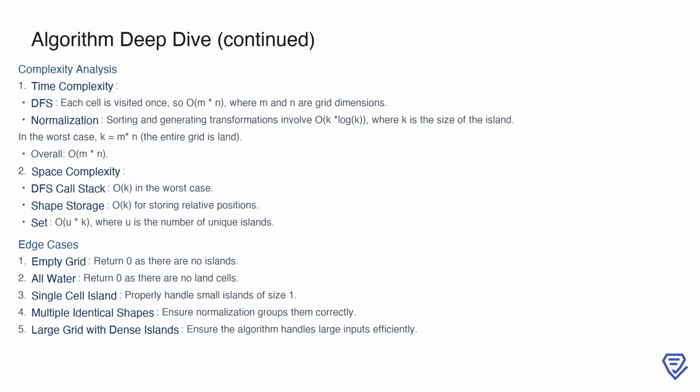For space complexity, the DFS call stack requires k space, where k is the size of the island, and the list that stores the shape also uses k space. Additionally, the set for unique shapes requires u*k, where u is the number of unique islands. Finally, we need to handle edge cases, such as an empty grid or a grid with only water, where the result should be 0. Single-cell islands must be handled properly, and the algorithm must be efficient even for large grids with dense islands. This ensures robustness and scalability in various scenarios.